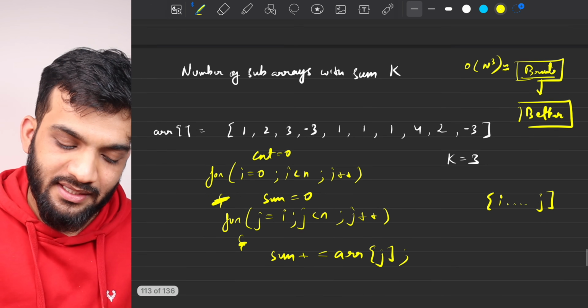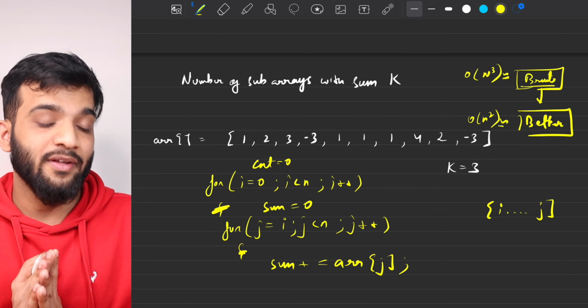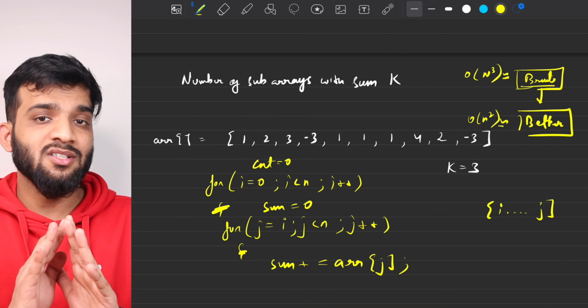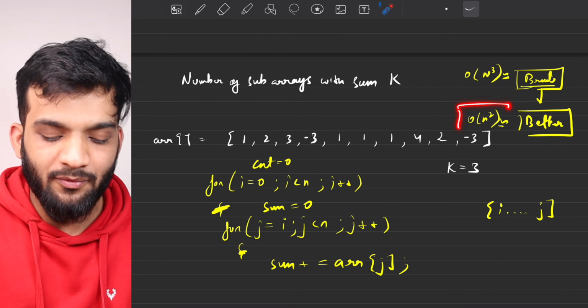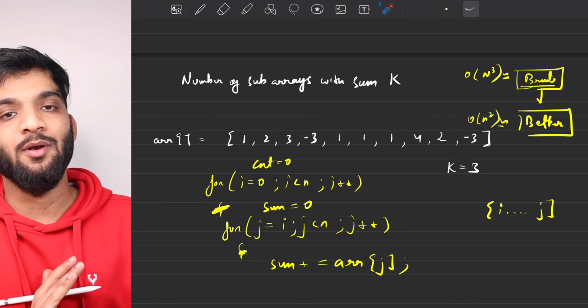What is the time complexity? Somewhere near about big O of n square. Are we using some extra space? No. But the interviewer will not be happy with the big O of n square and he'll ask you to optimize it. This is when you'll move to the optimal one.